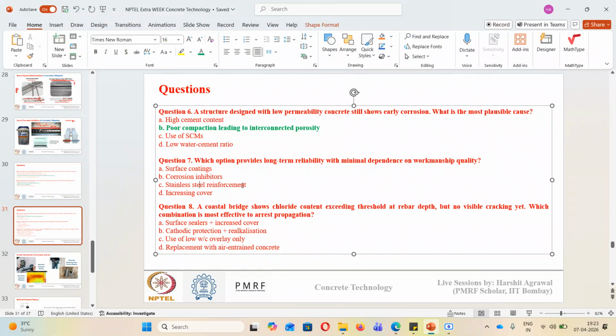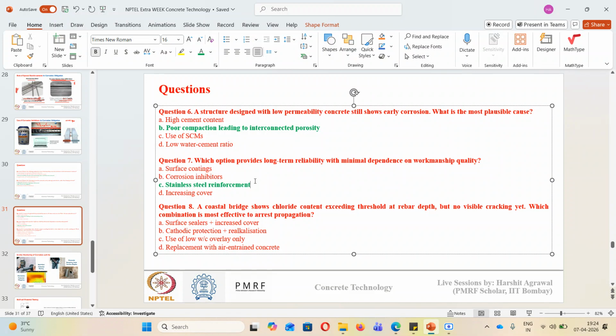Okay, the correct option will be use of stainless steel reinforcement, because when we talk about stainless steel, they are manufactured in industry. Okay, and stainless steel has higher chromium content in its composition. So such rebar, they don't depend much on the workmanship quality on field, because they have naturally high corrosion resistant tendency.